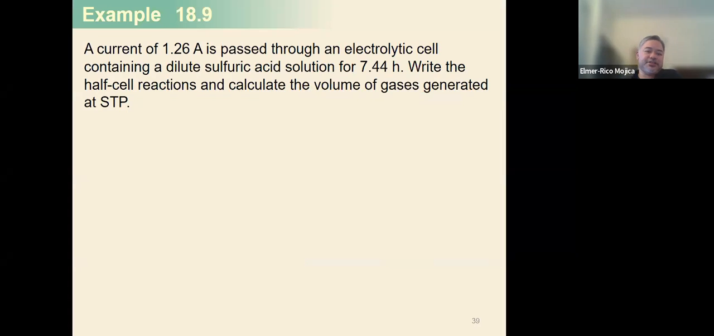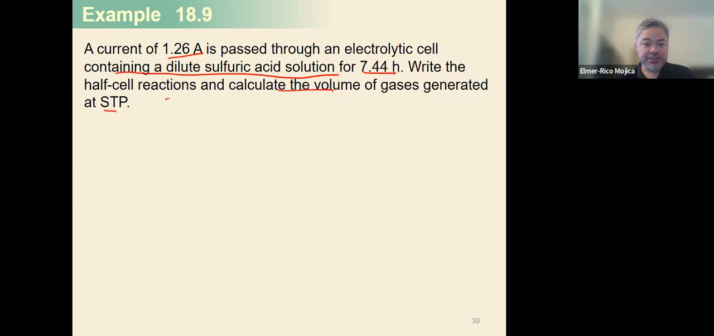So let's try to work on an electrolysis problem. You have here a current of 1.26 ampere passed through an electric cell containing a dilute acid solution for 7.44 hours. Now write the half cell reaction and calculate the volume of the gas generated at STP. Okay. So how are we going to look at this one? Dilute sulfuric acid.